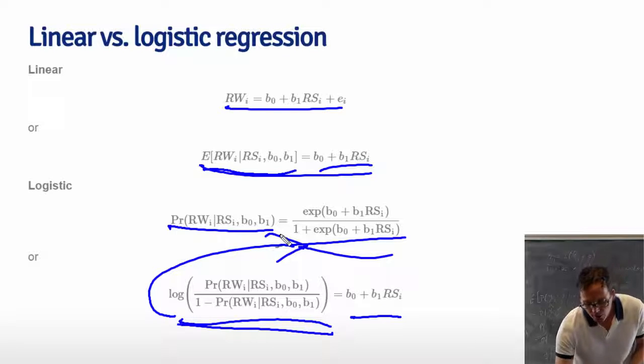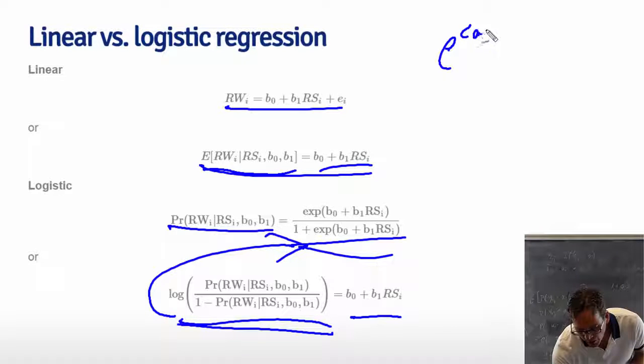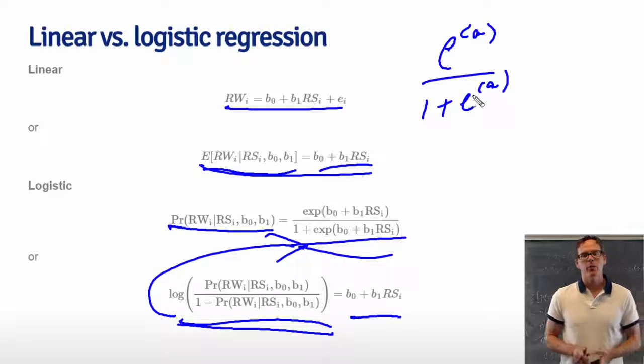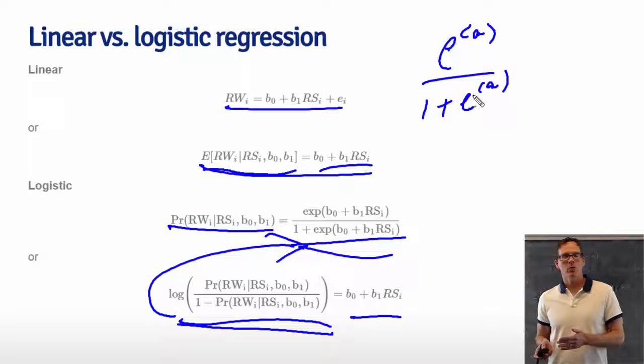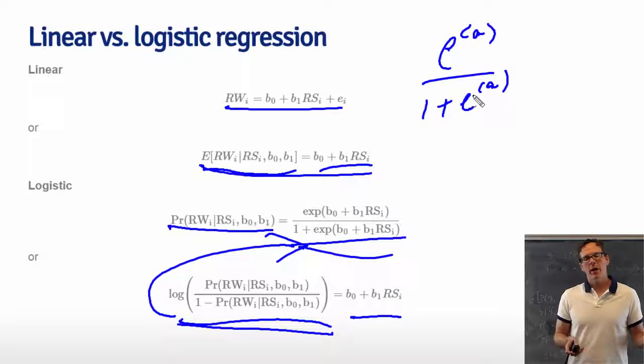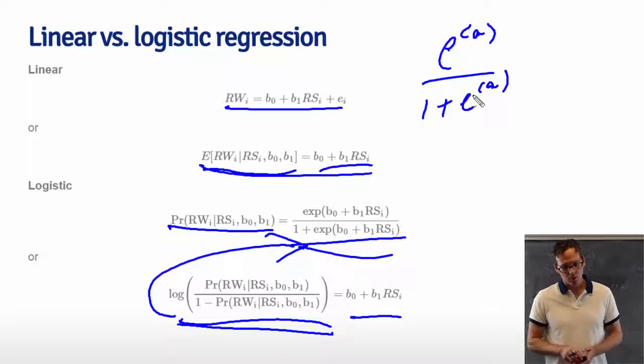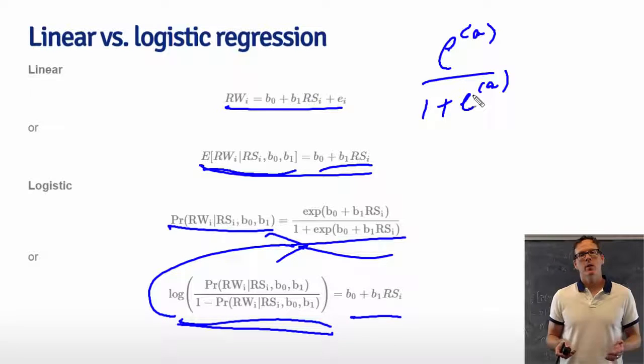I like to call e to the a over 1 plus e to the a, this function that inverts the log of the odds back to the probability, the expit. The log of the odds is called the logit, and I like to call the function that goes backwards the expit. So that's all we're doing. But that's the clever bit of generalized linear models.